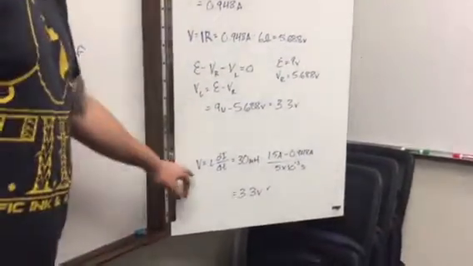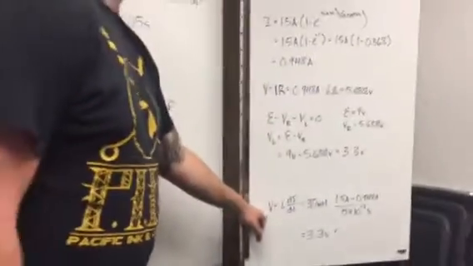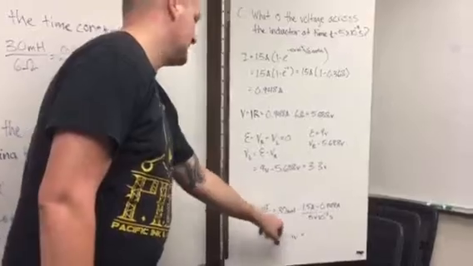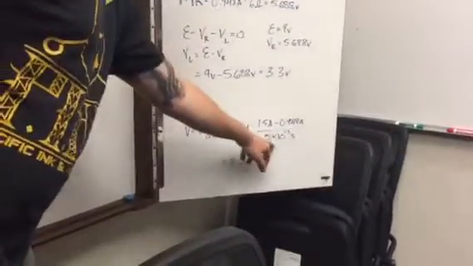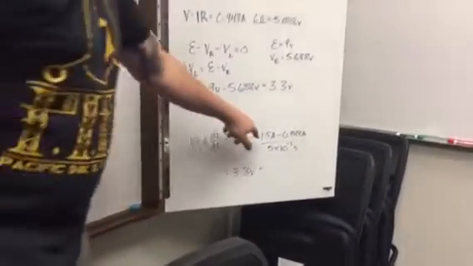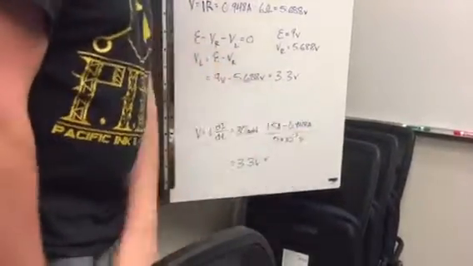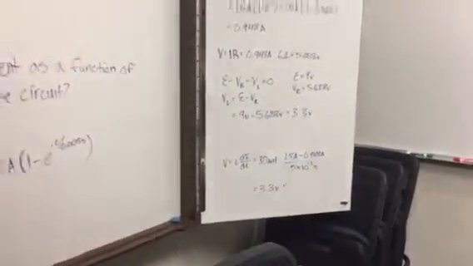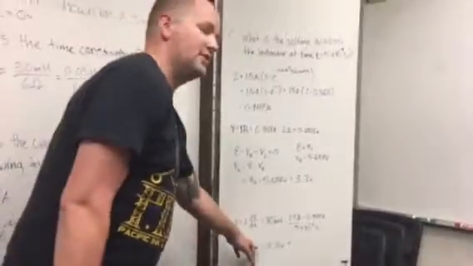And it also coincides with the voltage of the inductor being equal to the inductance times the time rate of change of current, which is 30 millihenries times the time rate of change, which we found in doing the 1.5 amps minus 0.948 amps divided by 5 times 10 to the negative 3 seconds, which is still 3.3 volts.